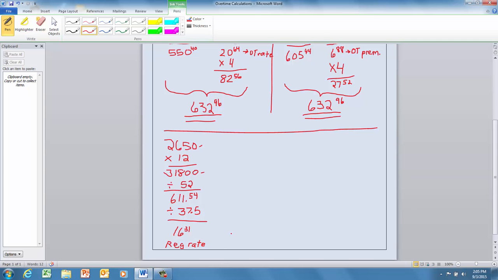Alright, so now we know that she has 6 hours of overtime. 4 of those hours are at the regular rate of $16.31 an hour, and 2 of those overtime hours are at time and a half. So let's figure the 4 first. So we have $16.31. We're going to multiply that times the 4 regular hours of overtime. And that's $65.24.